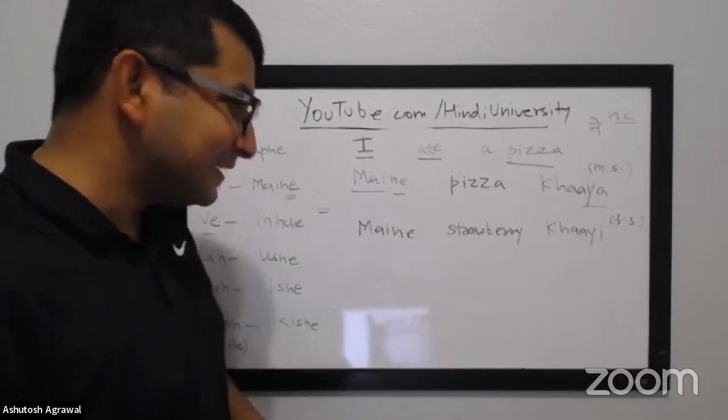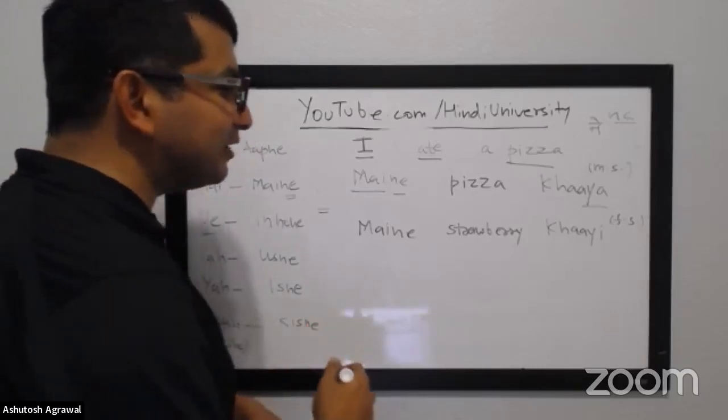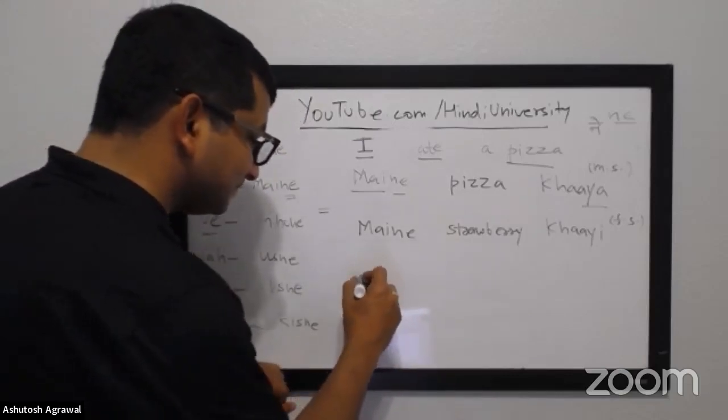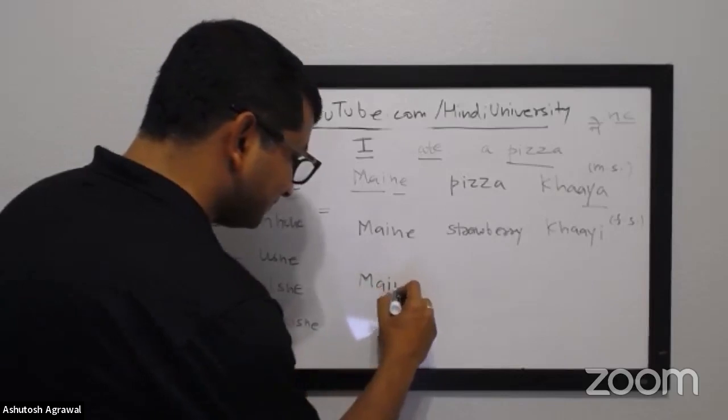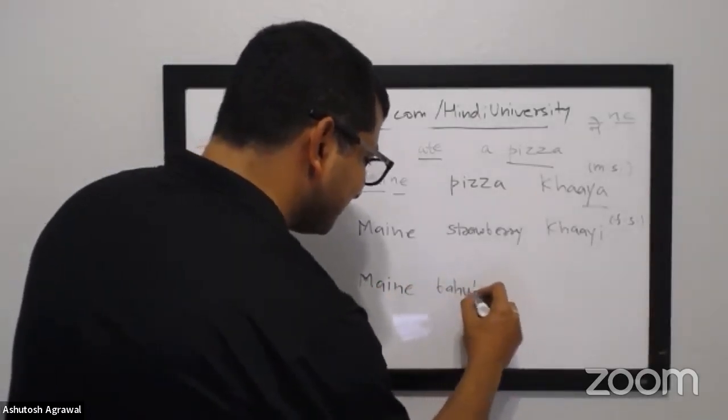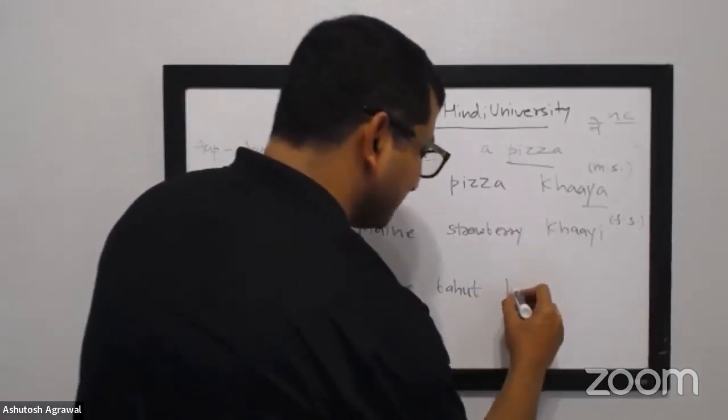Ice cream. Okay, so let's do ice cream. Let's say you eat a lot of ice cream. Okay, maine. Can you use bahut? Okay, bahut. Okay, very good. Ice cream.